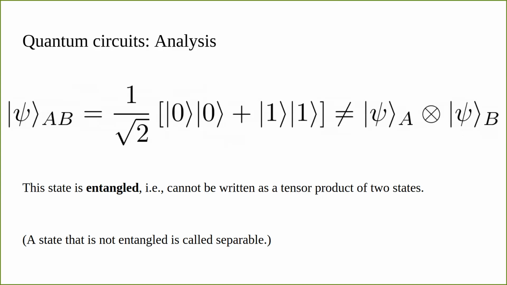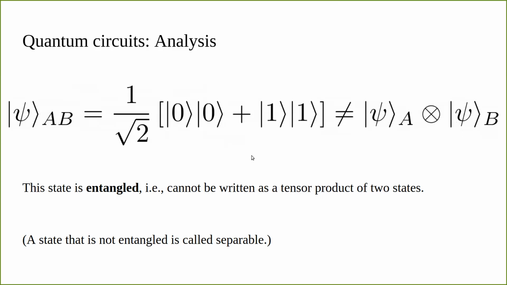This is a sort of brute force definition. There are more elegant formulations of this, but this is the intuition. If you cannot write it as a tensor product of two states, then that is an entangled state.